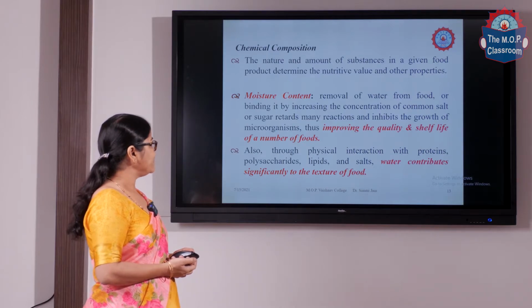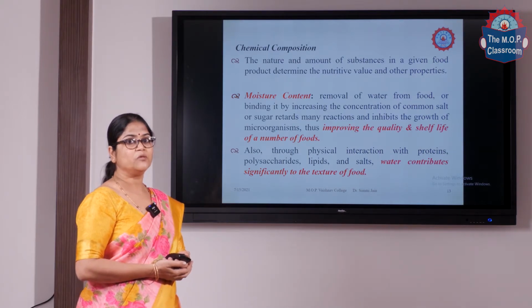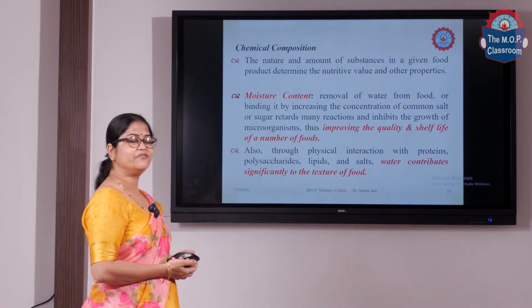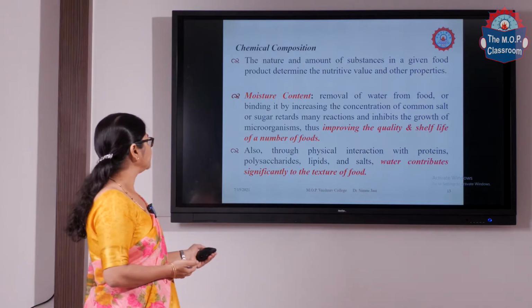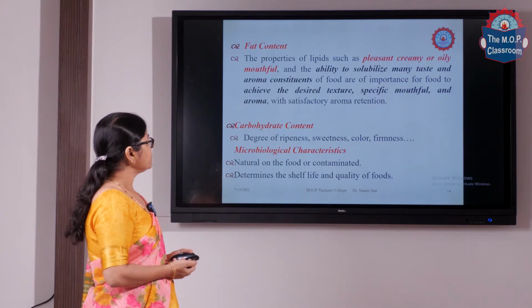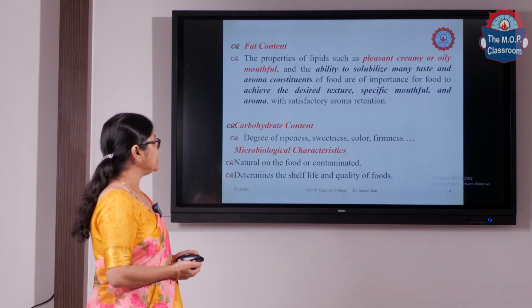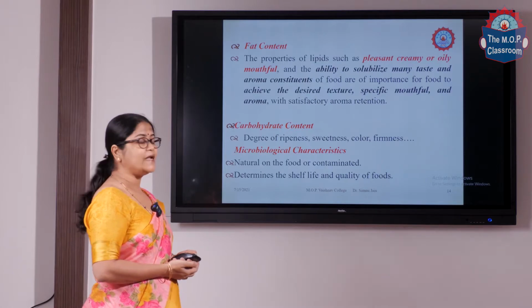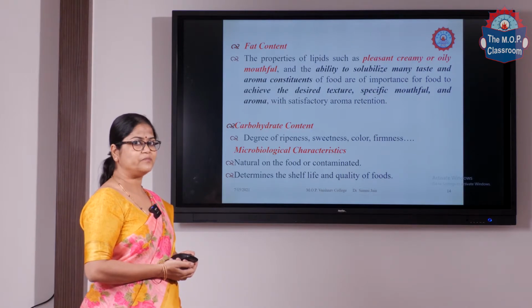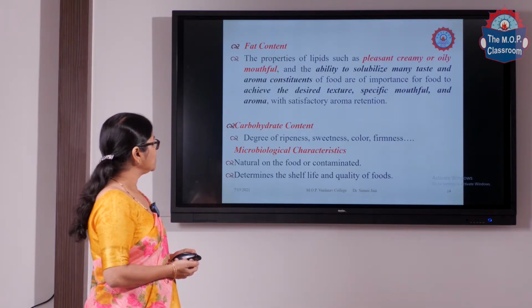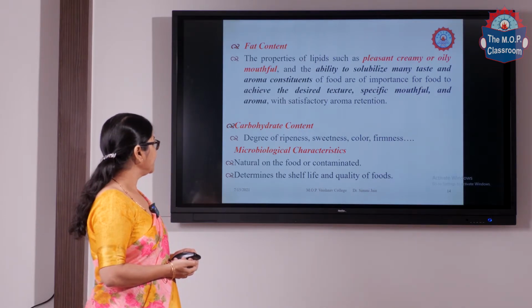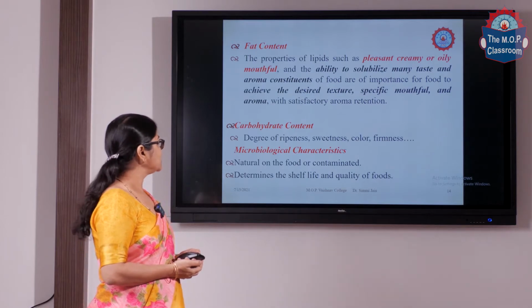Also, through many physical interactions with proteins, polysaccharides, lipids and salts, water also contributes significantly to the texture of the food. The fat content in the food: the properties of the lipid, such as a pleasant, creamy or oily mouthfeel and the ability to solubilize many taste and aroma constituents of the food, are of importance for food to achieve a desired texture, specific mouthfeel and aroma with satisfactory aroma retention.